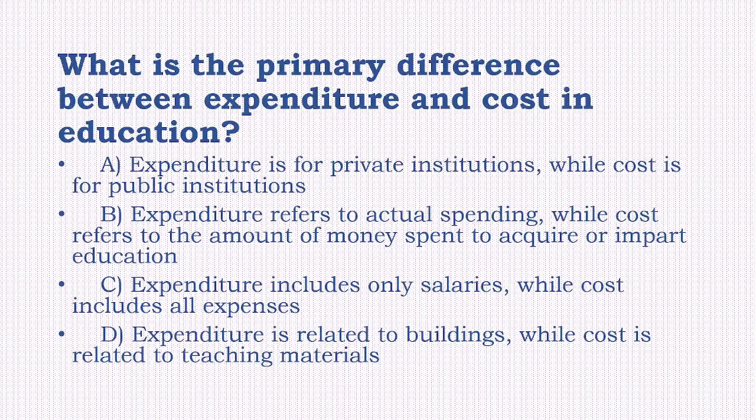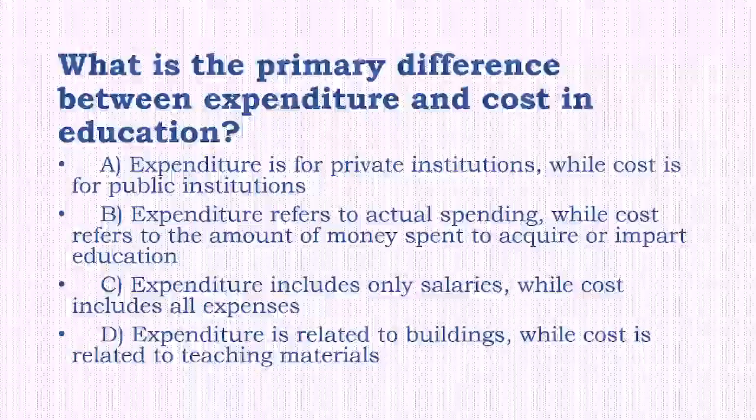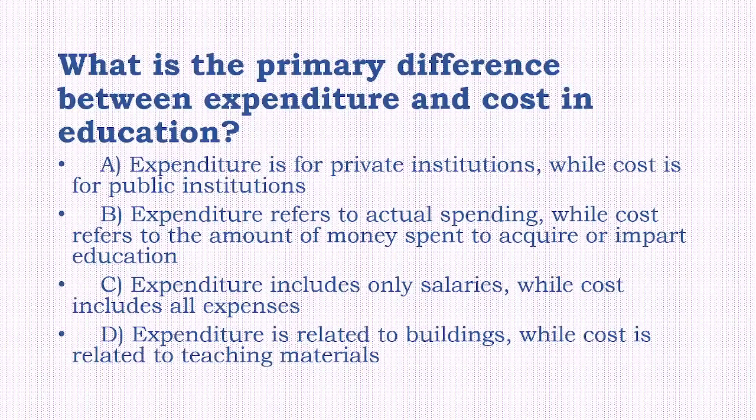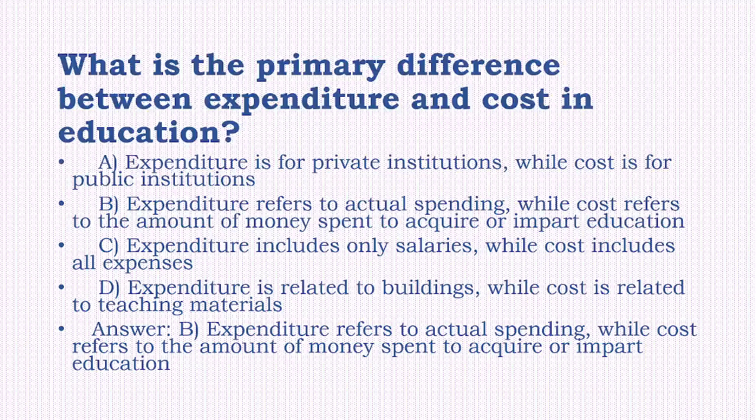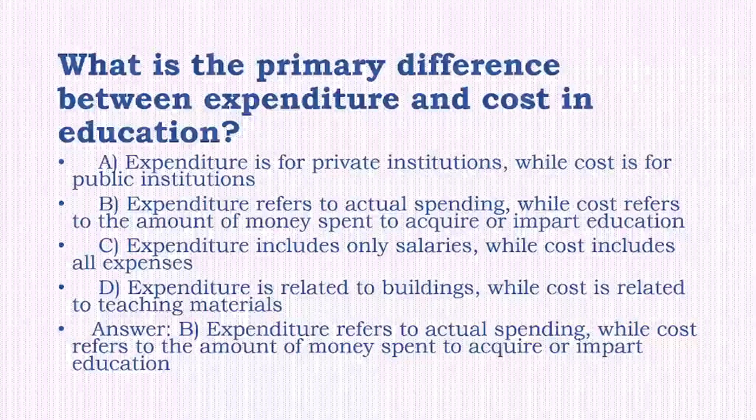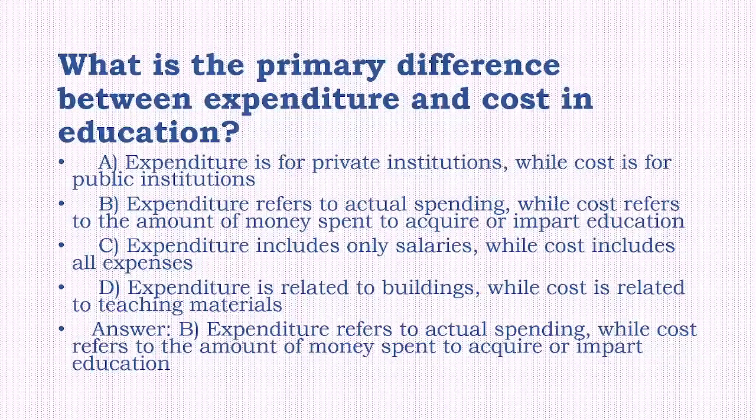Next question: what is the primary difference between expenditure and cost in education? Options: expenditure is for private institution while cost is for public institution. Expenditure refers to actual spending, while cost refers to the amount of money spent to acquire or impart education. Expenditure includes only salaries, while cost includes all expenses. Expenditure is related to buildings, while cost is related to teaching material. Answer of this question is option B, that is expenditure refers to actual spending, while cost refers to the amount of money spent to acquire or impart education.